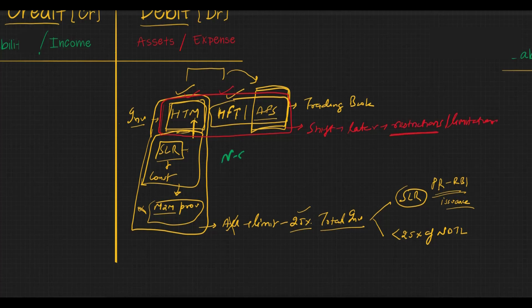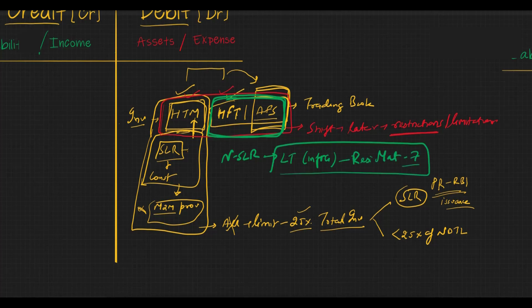So one restriction that our circular puts on non-SLR securities is that all investments under the non-SLR category should be classified under HFT or AFS only. There is one exception to this, which is the investment in long-term bonds issued by companies engaging in infrastructure projects and having a minimum residual maturity of 7 years. So only these kinds of non-SLR securities can be classified under the HTM category. Except this, all the non-SLR investments will have to be mandatorily classified as either HFT or AFS.